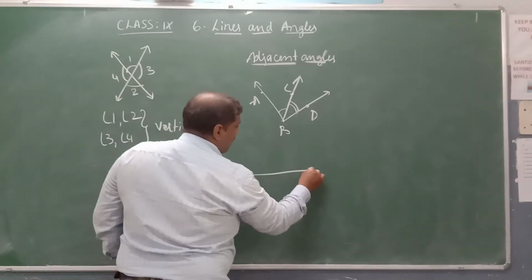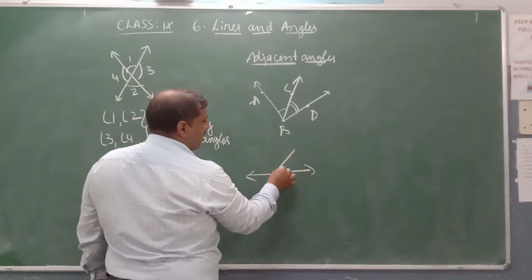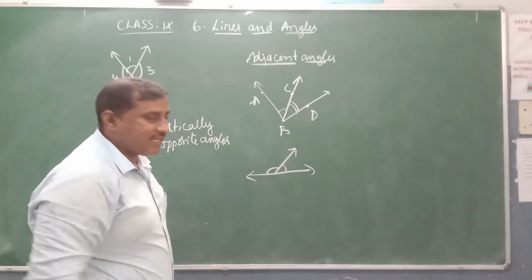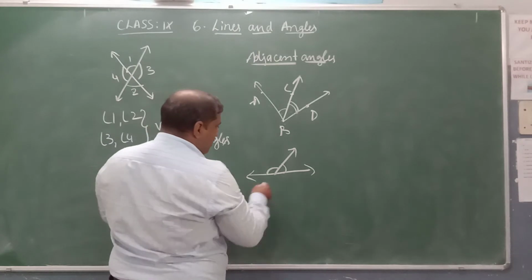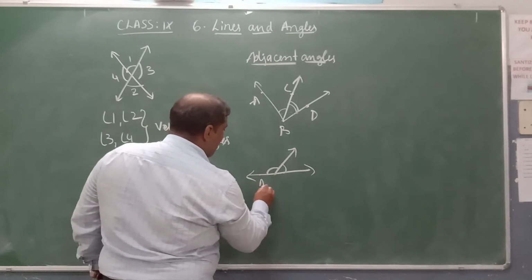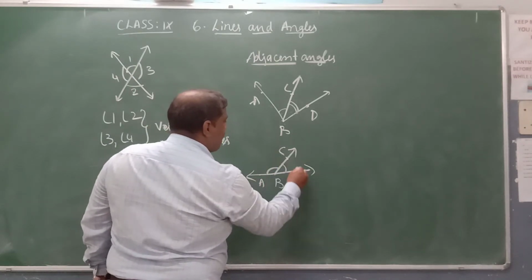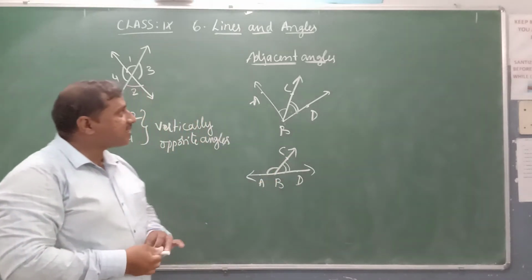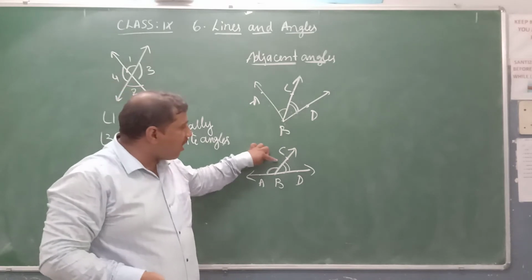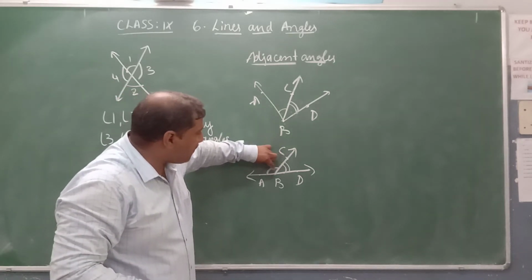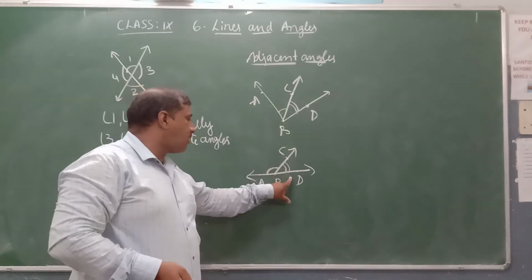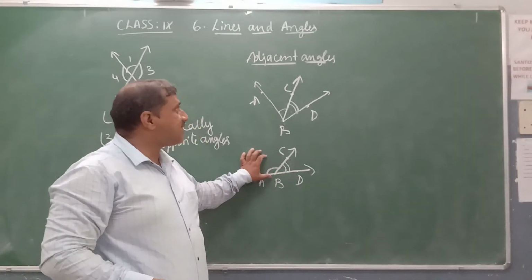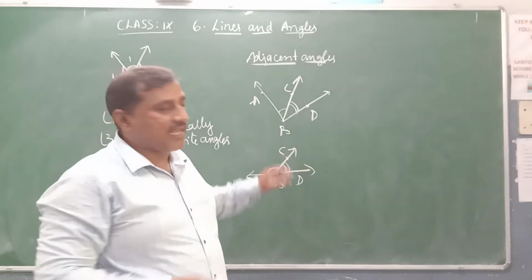Take one more ray, like this. Now here we have two angles. Can we call these two angles adjacent angles? Yes, we call these two angles adjacent angles when this is A, B, C and D. These two angles are also called adjacent angles because they have a common arm, ray BC, and two non-common arms, AB and BD, and the common vertex B. So this pair is also adjacent angles.